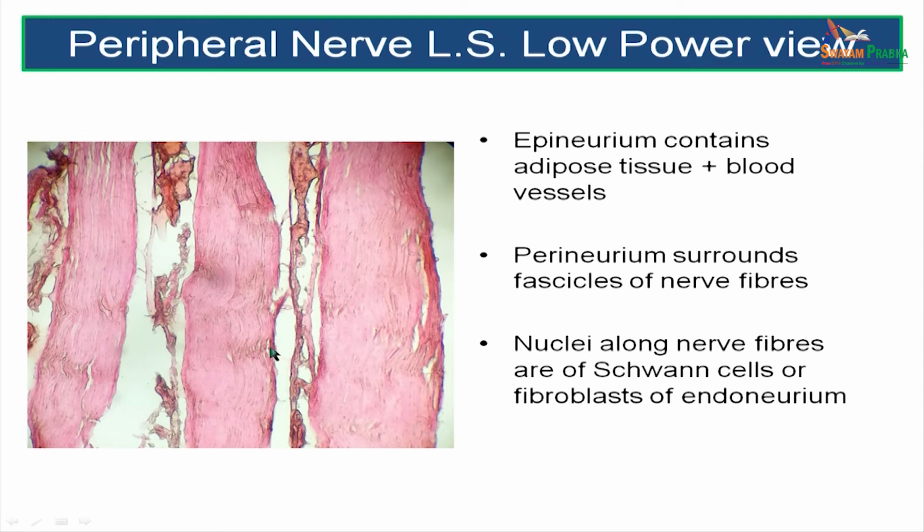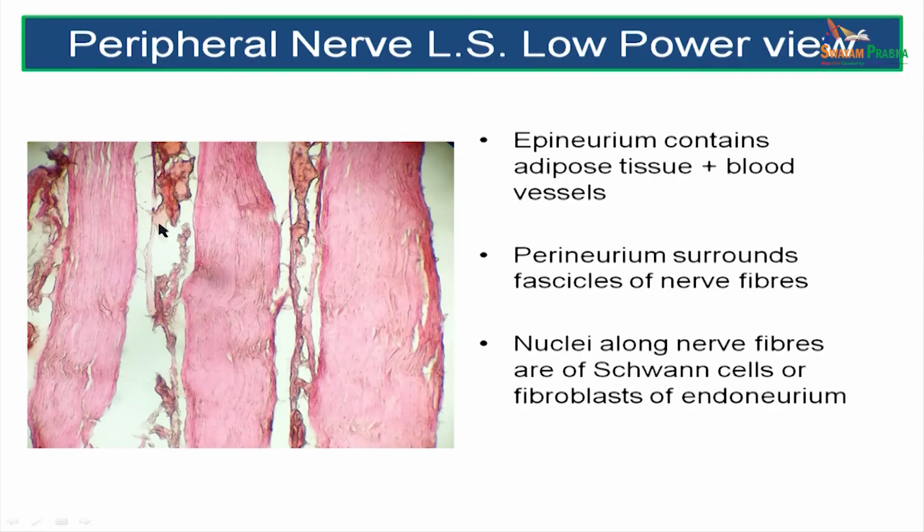This is a low power slide stained with hematoxylin and eosin of the peripheral nerve. You can see the nerve fibers are long, they are slightly wavy, and you can see in this slide these are the extensions called the perineurium which cover a fascicle of nerve fibers. The nerve fibers will show nuclei in between. These will be nuclei of the Schwann cells and nuclei of the fibroblasts in the endoneurium.